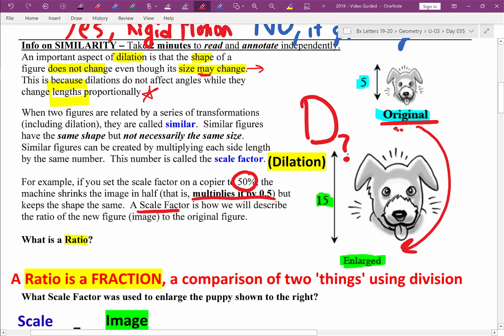Great. And a lot of you figured out, well, if I just pass that side of 5 through a dilation of 3, I'm going to get 15. Okay?